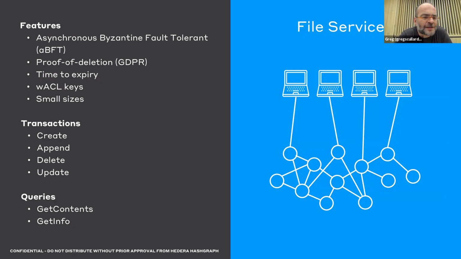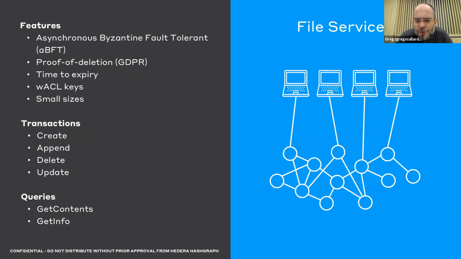Features of the file service are its asynchronous Byzantine fault tolerance, proof of deletion. We touched on GDPR sort of requirements earlier today. Once a file has existed on the network and it has been deleted, we can prove, or Hedera can prove, that it has been deleted indeed, or give you proof that that's been the case.